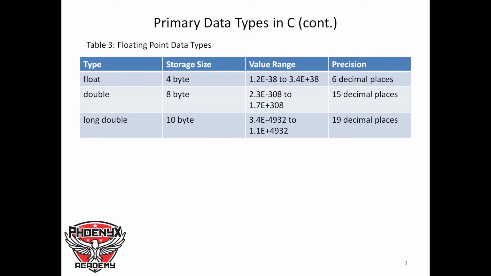Then we have the floating point data types. We have the float, whose storage size is 4 bytes, and the value range is 1.2 exponential -38 to 3.4 exponential +38, with 6 decimal places. For the double and the long double, we can also see the storage size, the value range, and the precision. Precision means the degree of accuracy. Float is represented by 6 decimal places, double by 15 decimal places, and long double by 19 decimal places.